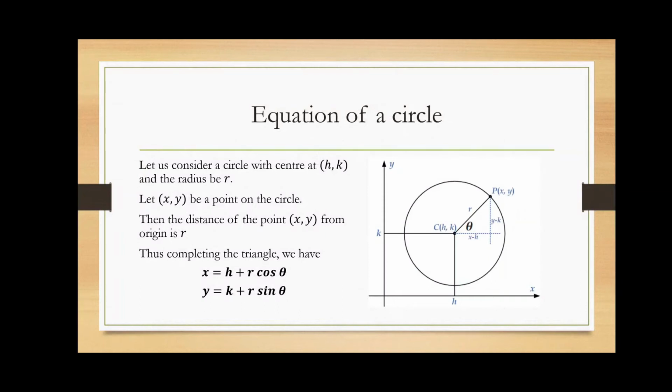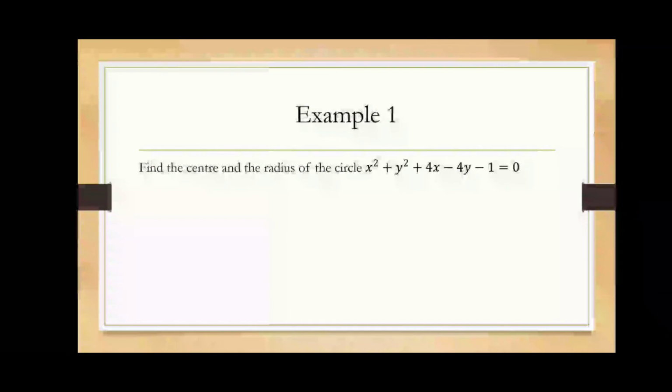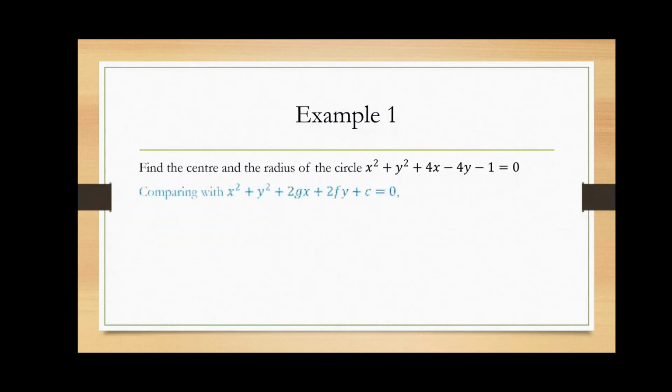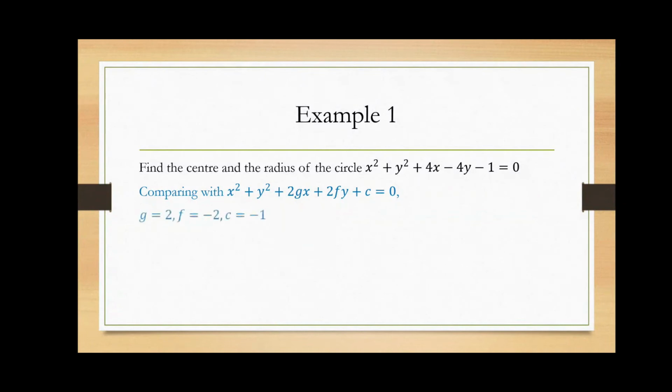So now let us move into the examples and solve a few examples. First one, find the center and the radius of the circle x square plus y square plus 4x minus 4y minus 1 equals to 0. Let us compare this whole equation with the given form, that is x square plus y square plus 2gx plus 2fy plus c equals to 0. From there I can see g is 2, f is minus 2 and c is minus 1.